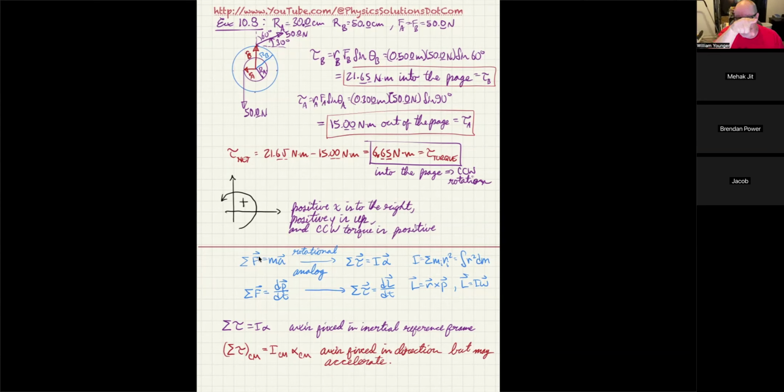And even though that thing is speeding up, speeding up, speeding up, it's a non-inertial reference frame. As long as we take the torques about the center of mass, then I'm perfectly fine with using summation of the torques equals I times alpha. And that's what they're trying to show you here in this section on rotational dynamics, torque, and rotational inertia.